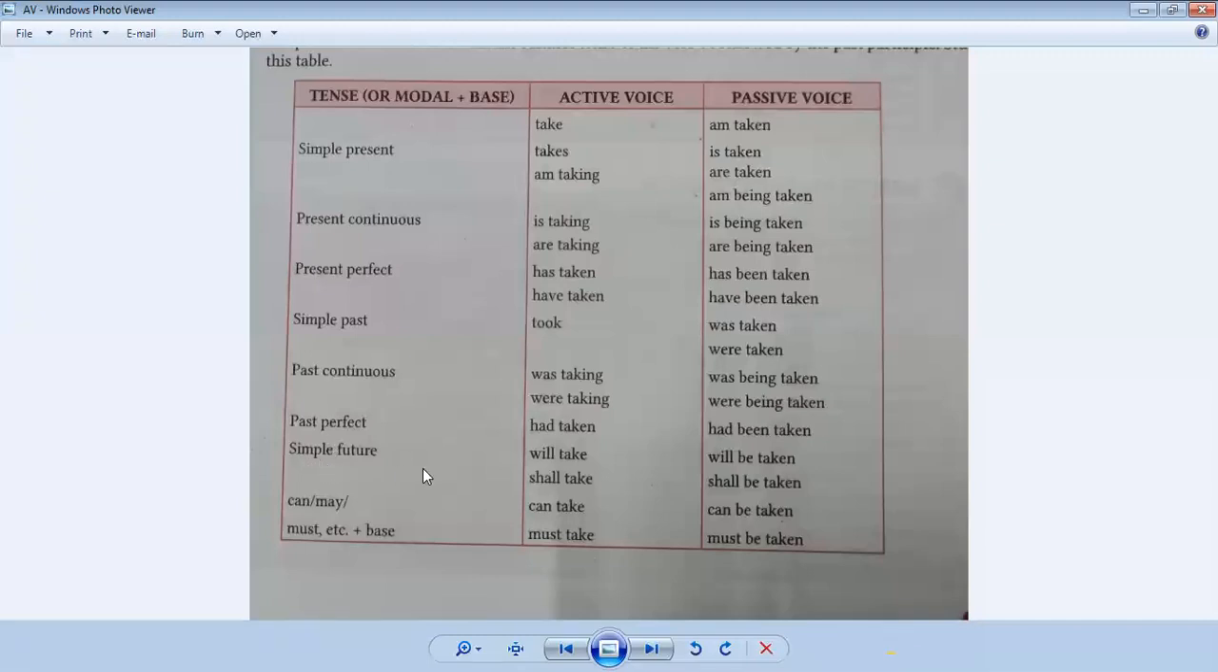is simple future. Simple future will have either will take or shall take. It becomes will be taken or shall be taken. So, I will take the next flight. The next flight will be taken by me.